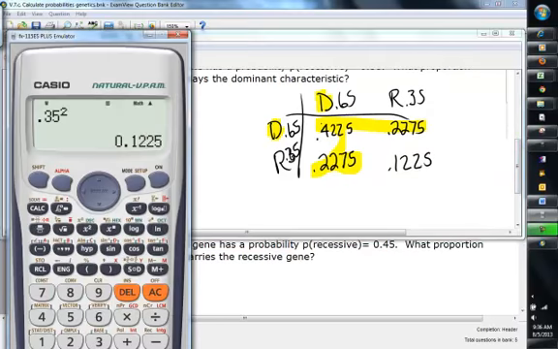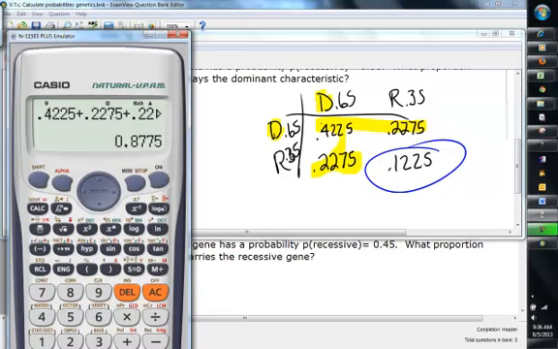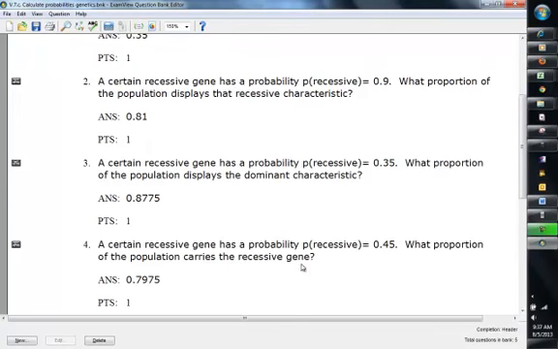So we could add those 3 up. 0.4225 plus 0.2275 plus 0.2275, and we get 0.8775. Or we could just take 1, subtract the recessive, because everybody that's not recessive will be dominant. 1 minus 0.1225 will be our 0.8775. Either way, you're going to get the right answer.